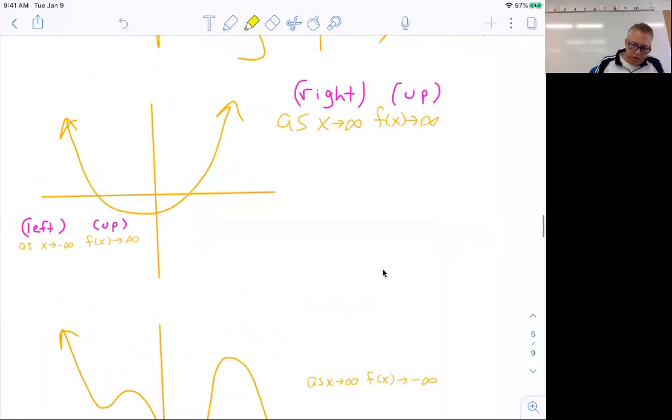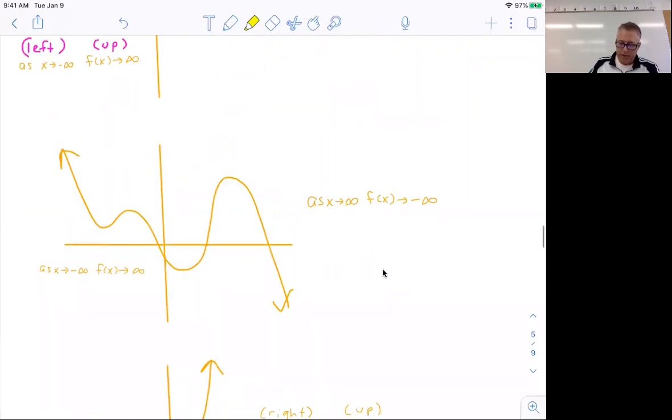And as x goes to negative infinity, that's moving to the left. We end up in the second quadrant. So f of x is going up also into the second quadrant. And in the next example, as we were going to the right, we ended up in the fourth quadrant, or down at negative infinity. So that's indicated here. And then as we move to the left, we ended up in the second quadrant.